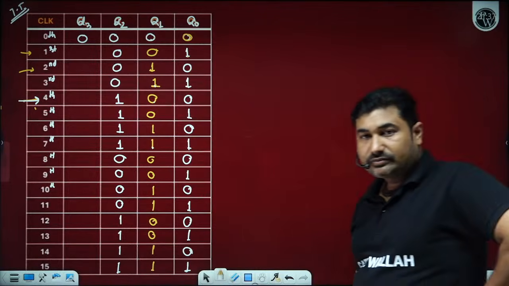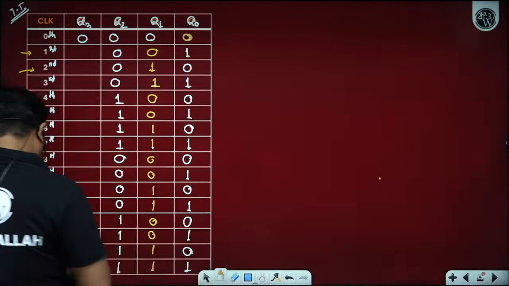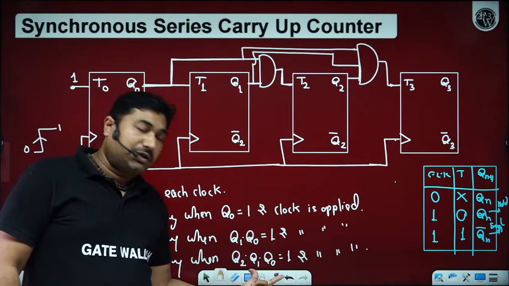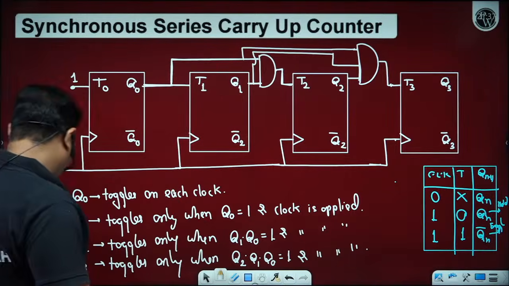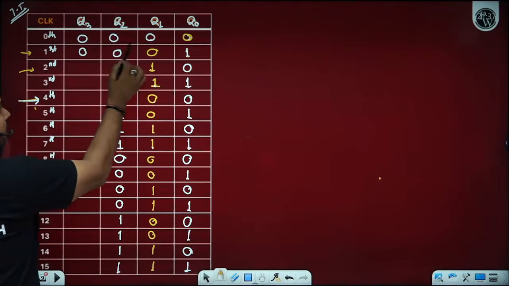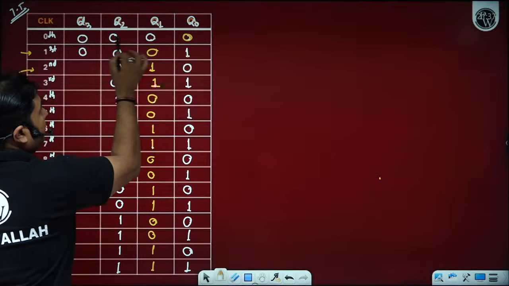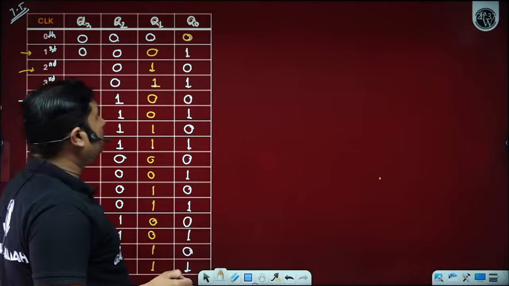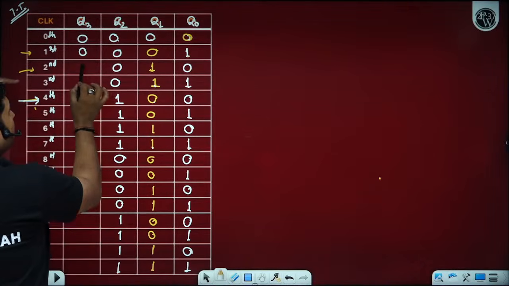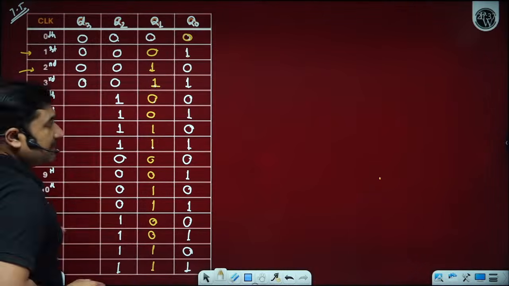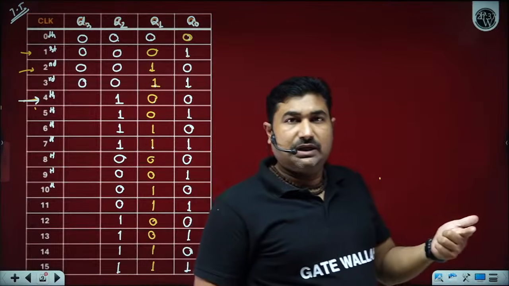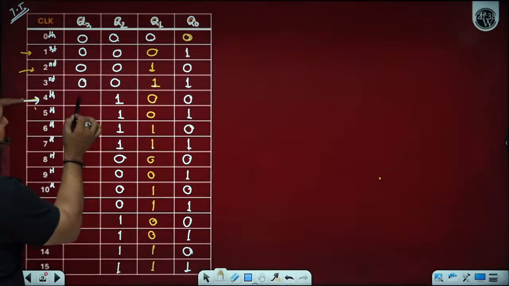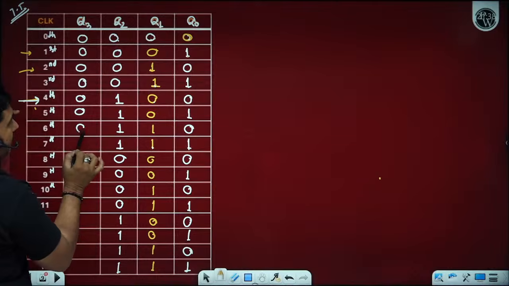Great. Can you observe for Q3? Q3 toggles when Q2.Q1.Q0 is high and a clock is applied. So Q3 is high when Q1.Q2.Q0 is high. If any one of them is 0, then Q1.Q2.Q0 is a 0. So when the clock is applied, it will remain in the same state. Why? Because T3 is 0. Until unless T3 is 1 and a clock is applied, there is no change in the output state. If you observe, it will remain same up to this.